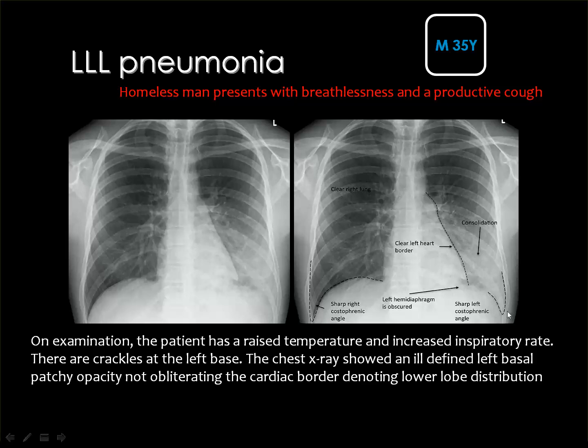Then you see here there is some obliteration of the costophrenic angle, maybe by mild pleural effusion, and this is the consolidation, and this is the cardiac shadow. And you remember that we call this the silhouette negative sign.